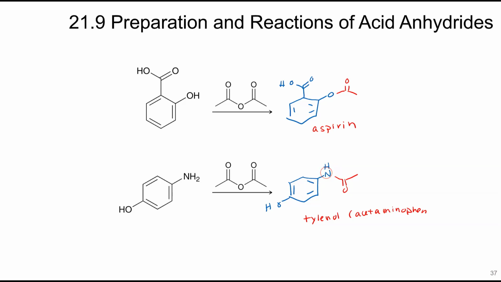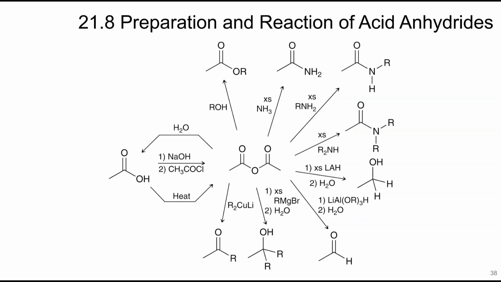And that's just acetylating that nitrogen. So these are reactions that you can do with acid anhydrides, which are very similar to the ones that you can do with the acid chloride, because the reactivity is just slightly less.